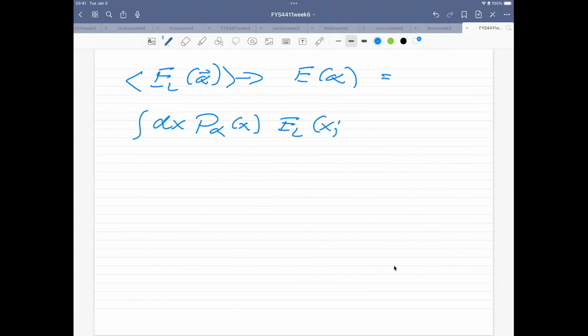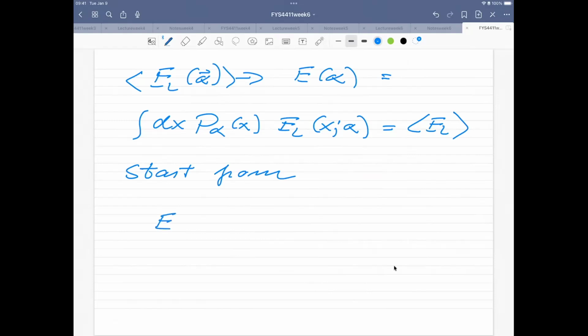So this is basically the quantity which we are calculating. And we have E of alpha here, like this. And this is the expectation value of the local energy. And this is what you have been implementing. So what we need now is to calculate derivatives. And let's do that. So what we would do now is to start from the basic equation.